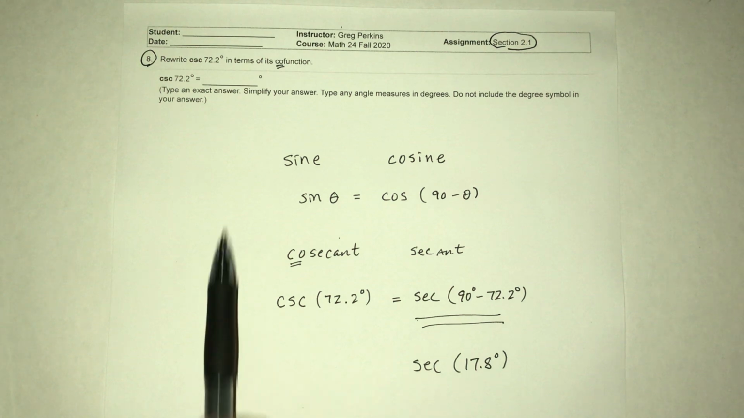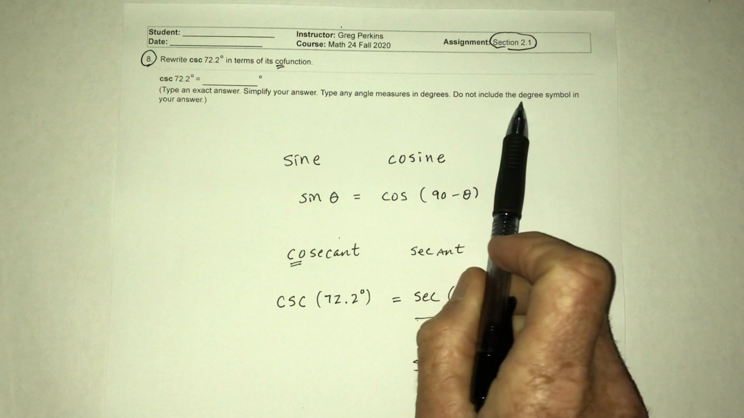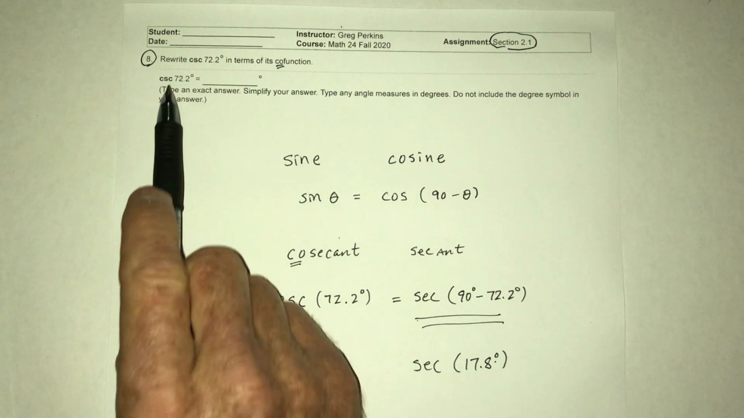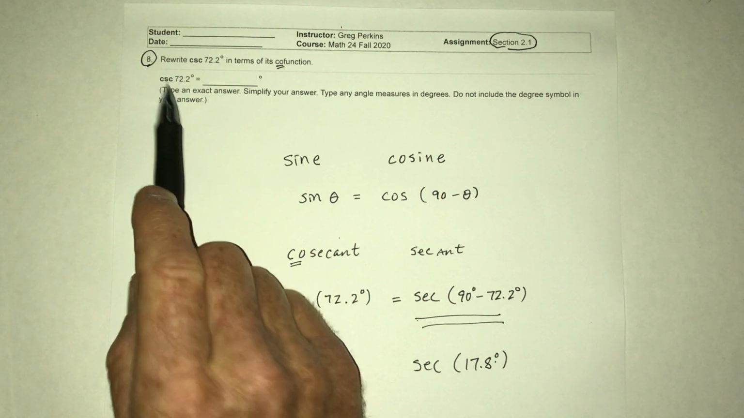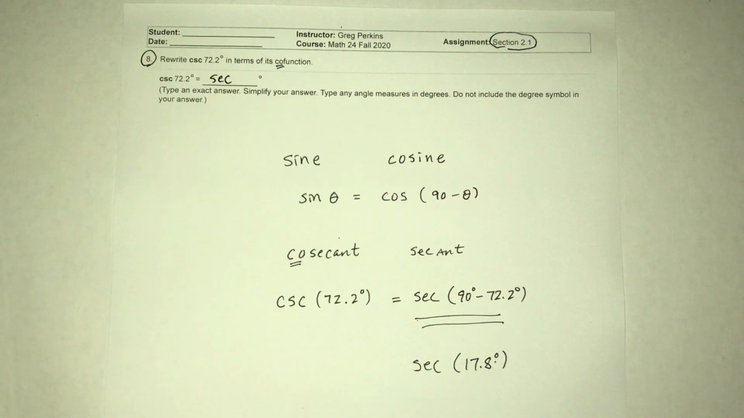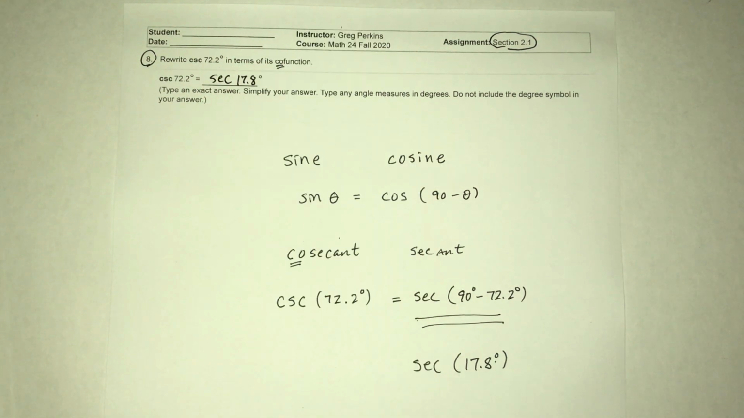Now, one technical thing is right here, they already have degrees, so they say do not include the degrees symbol because they already put it. And then when I went to do this problem, one little detail, for some reason, it did not like my parentheses. So notice in here, they did not use parentheses. So don't use parentheses, just put secant of 17.8, and they already have the degrees symbol.